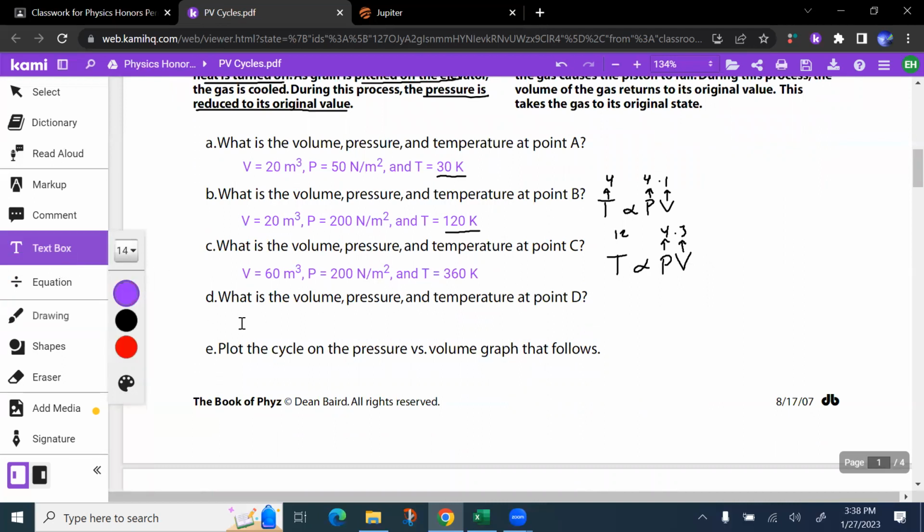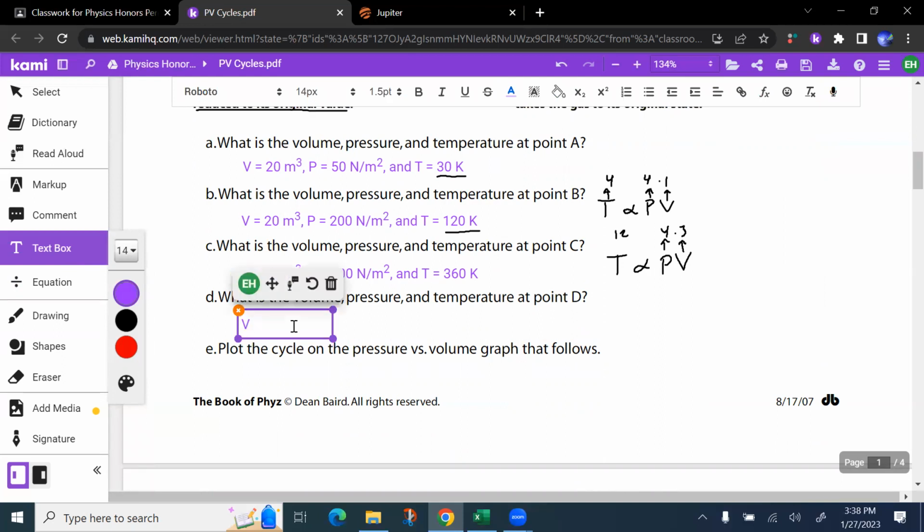Okay, so let's make some notes here. The volume stays at 60. The pressure reduced to its original, which was 50.